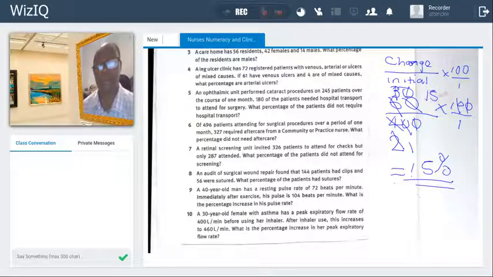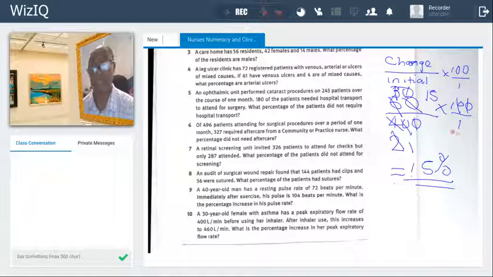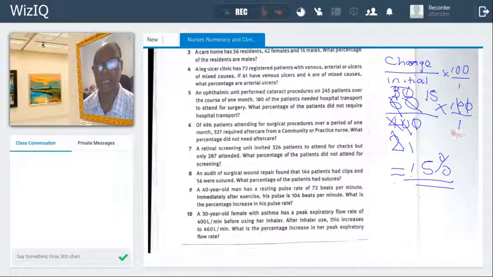Right, so this is how to work the percentages. I hope it is going to be helpful for you and you're going to make use of it.